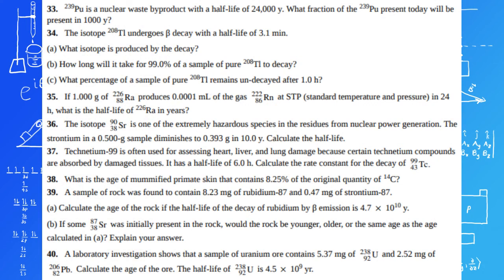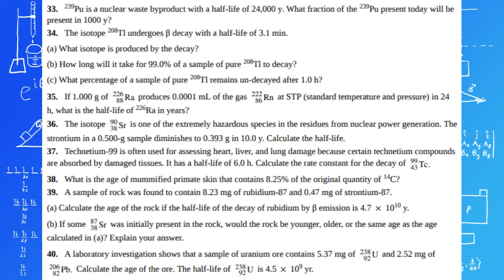The isotope thallium-208 undergoes beta decay with a half-life of 3.1 minutes. What isotope is produced by the decay? So easy enough, just write the nuclear equation. Part B, how long will it take for 99.0% of a sample of pure thallium-208 to decay?